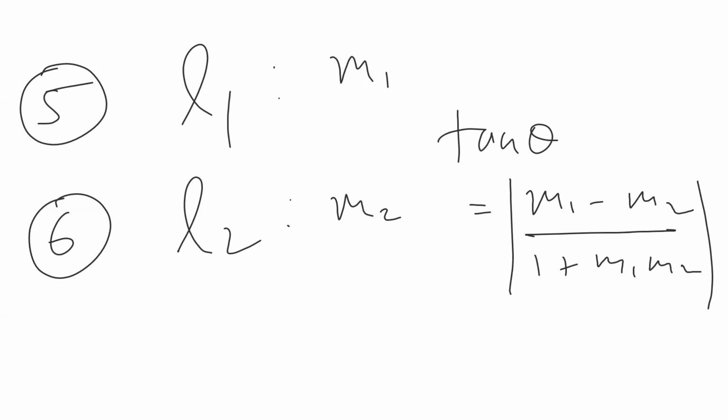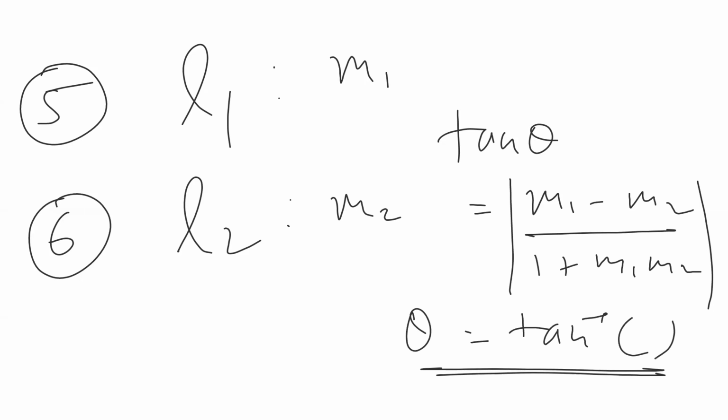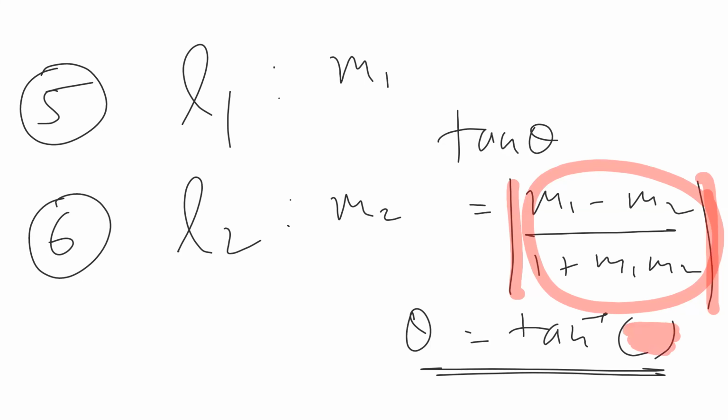So you can put the values of m1 and m2 over here, and then theta is equal to tan inverse of the value. That is how you can calculate the acute angle between the two lines. Fine. And remember, there is a modulus over here. So any negative value inside will become positive, and then tan inverse of that positive value. So fifth and sixth, I think we have done. So no need to discuss this in quite detail.